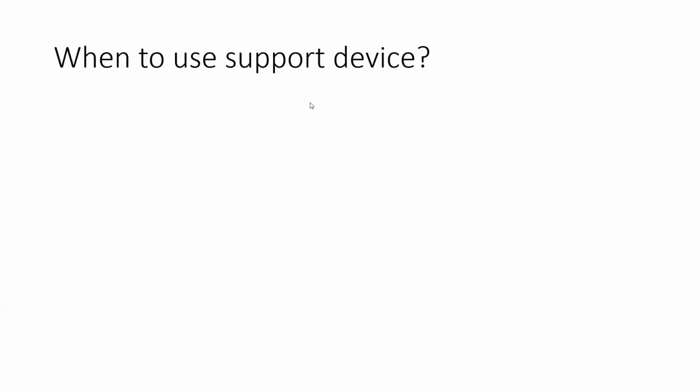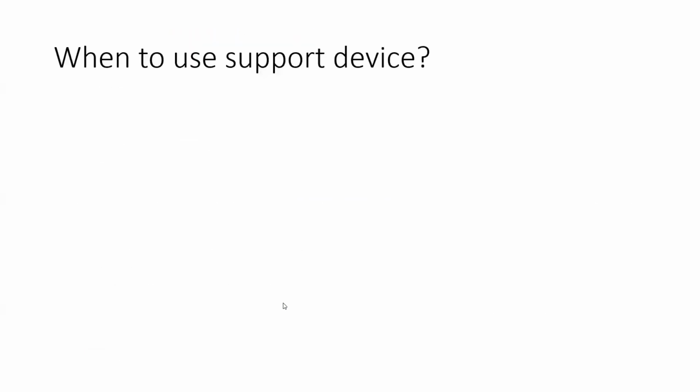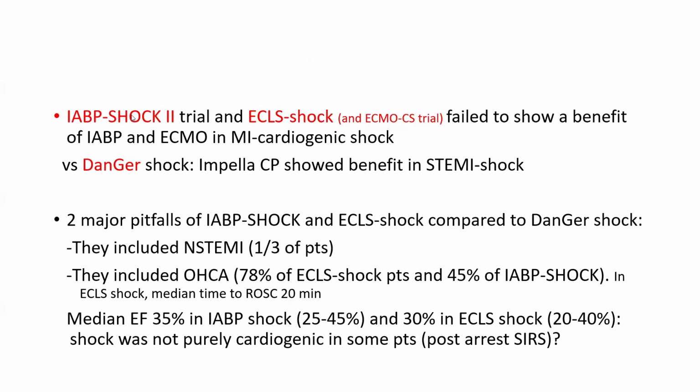Now I want to discuss support devices in cardiogenic shock, specifically in those four subtypes. When to use a support device? Two major trials in the past, IABP-SHOCK II with balloon pump and ECLS-SHOCK with ECMO, and another one, ECMO-CS with ECMO, have failed to show a benefit of balloon pump and ECMO in MI cardiogenic shock, non-STEMI or STEMI cardiogenic shock. ECMO-CS also included heart failure shock patients.